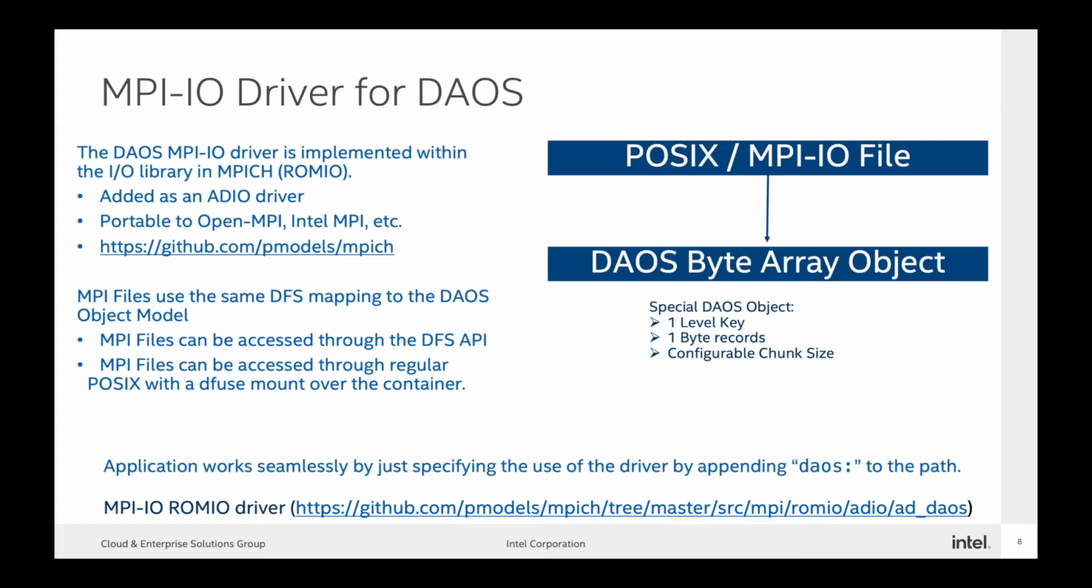The files that are created by MPI are essentially POSIX files. They're the same mapping that DFS does, and the POSIX fuse. If you go through fuse, everything will be the same mapping, the same file. Essentially, it's just how you access the file, the different APIs, whether it's MPI-IO, DFS, or just POSIX through dfuse. This is the main difference here. And essentially, an MPI-IO file maps down to a byte array object in DAOS. To use the MPI-IO driver, there is no application change required. All you have to do is prepend "daos:" to the path of the file, and then the MPI-IO library will select the DAOS driver to be used in that case instead of the native POSIX driver.